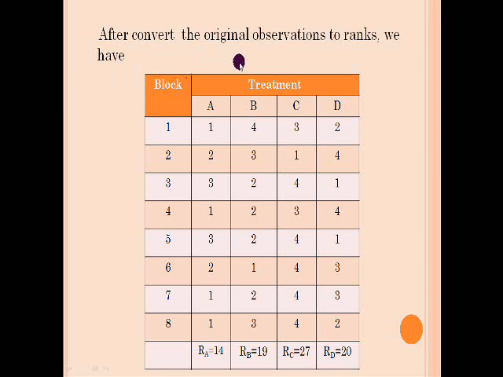After we convert the original observations to ranks by each column, we will get this table. So we know that the summation of column A, column B, column C and column D, which is RA is equal to 14, RB is equal to 19, RC is equal to 27 and RD is equal to 20.